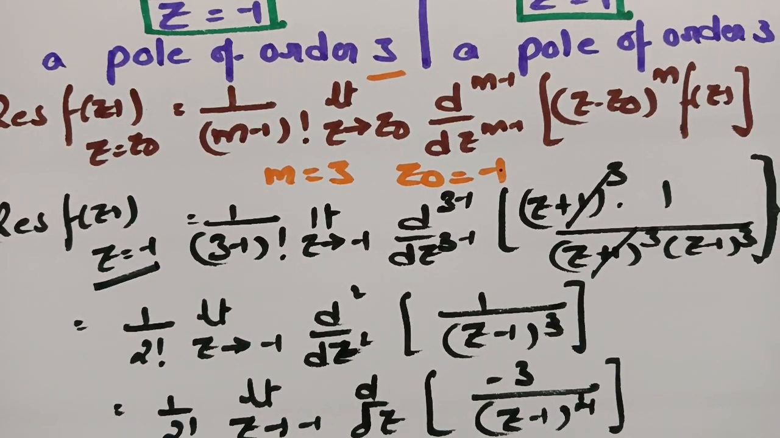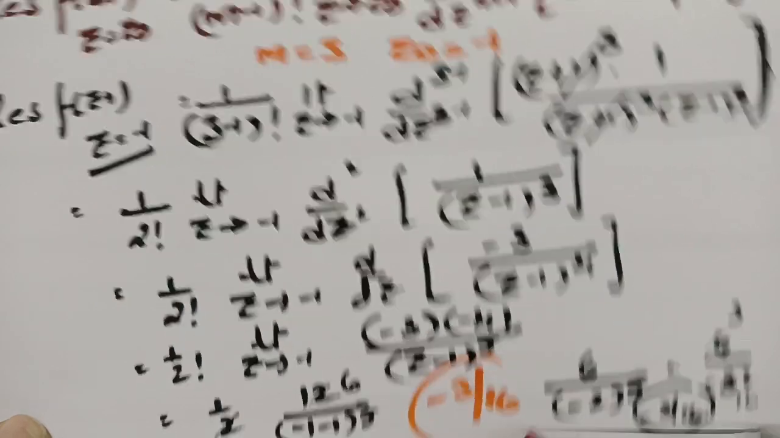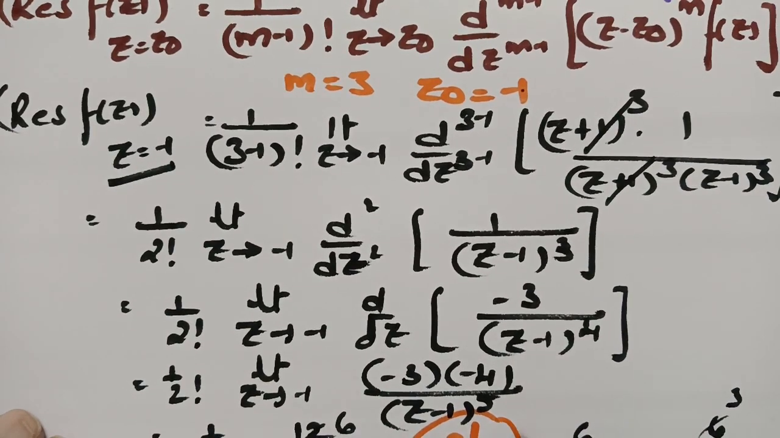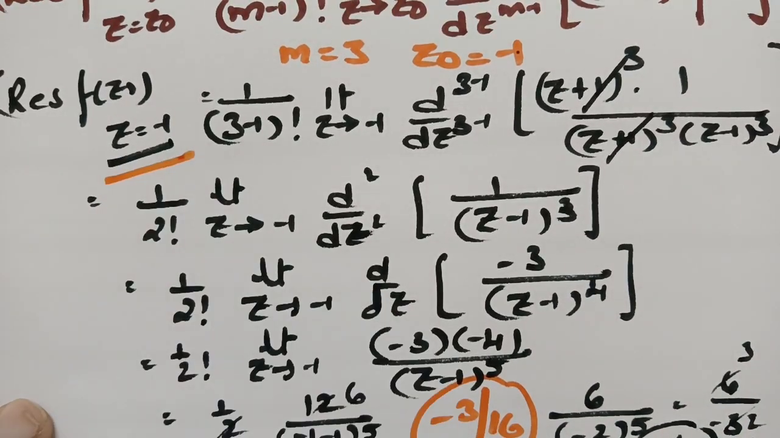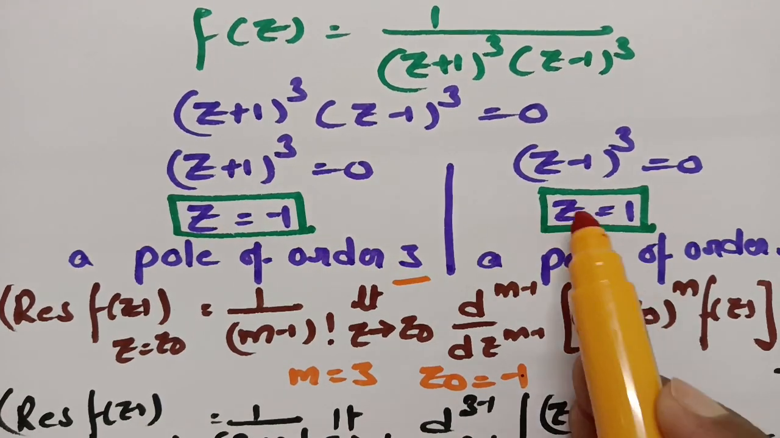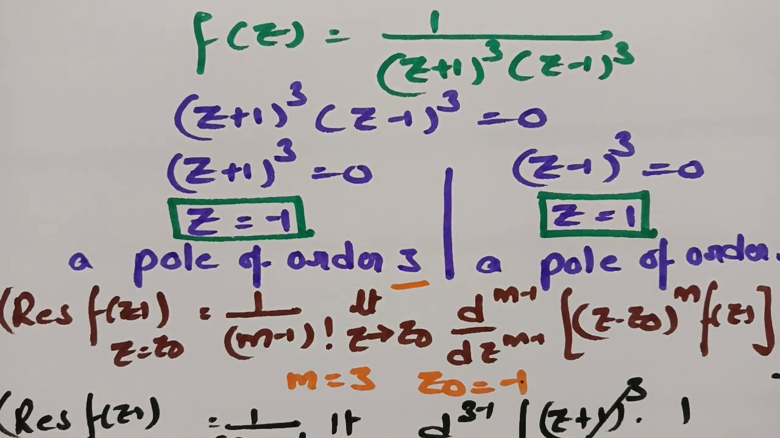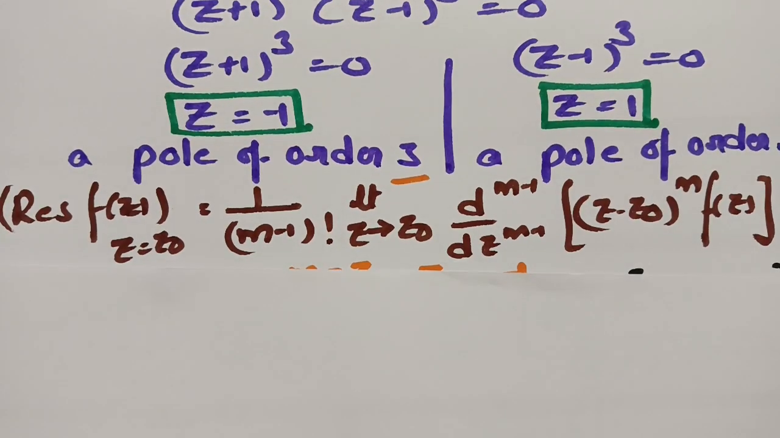So here I'm writing clearly. The value here I got is minus 3 by 16 after cancellation. So I got the value as minus 3 by 16 for the pole value z is equal to minus 1. And the next one here, the pole value is z is equal to plus 1. For z is equal to plus 1, again we have to substitute here in this formula.